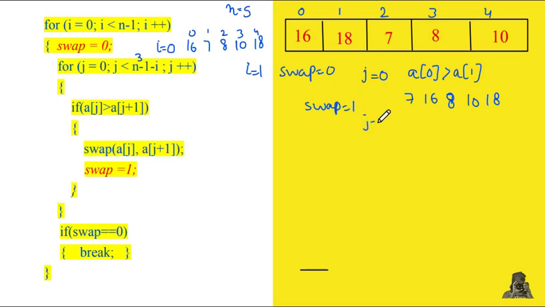Now j will be incremented. For j equal to 1, again j is less than 3, so this will be executed. Again this is the array that we have to refer to. Now in this condition we have to check. Now the bubble has been shifted from the first index to the second index.